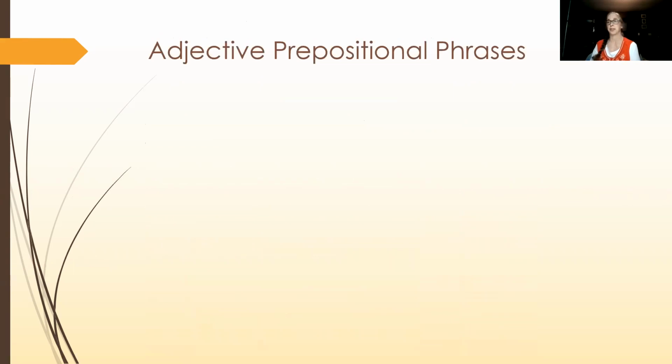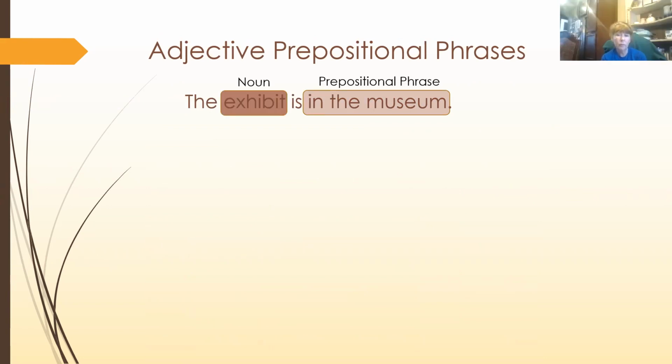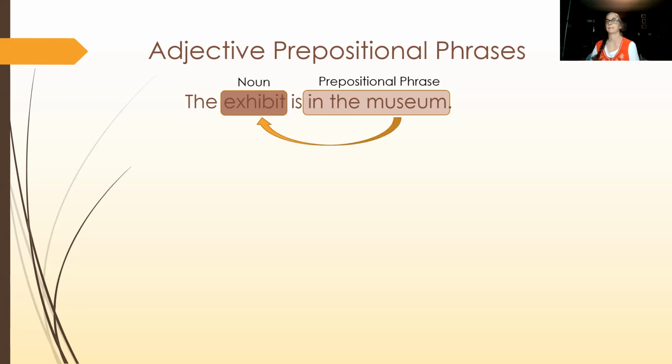Let's look at some adjective prepositional phrases. And we're going to use in. The exhibit is in the museum. What is in the museum? Exhibit. Absolutely. Right? If I say the exhibit is in the street, your picture of the exhibit just changed. There's an adjective prepositional phrase.